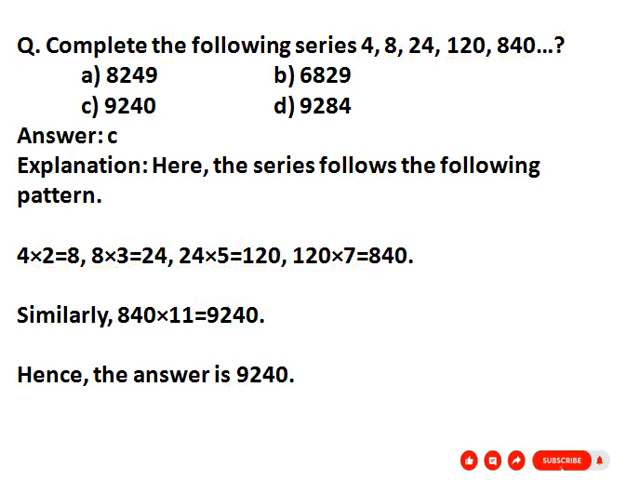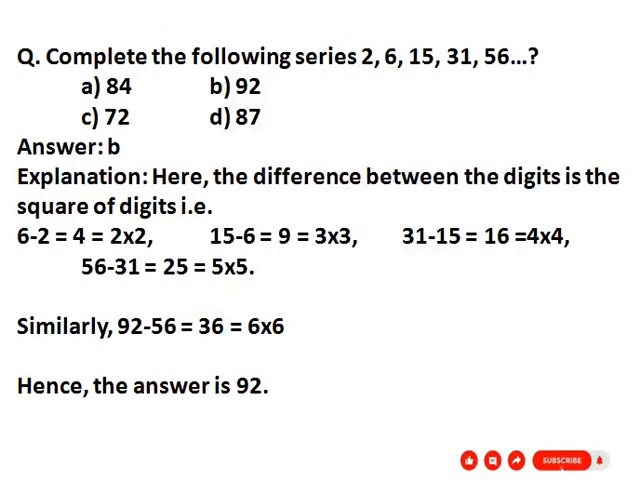Our next question is complete the following series 2, 6, 15, 31, 56. So here the given pattern is, see the first two numbers 2 and 6. 6 minus 2, 4, that is 2 square, 2 into 2.